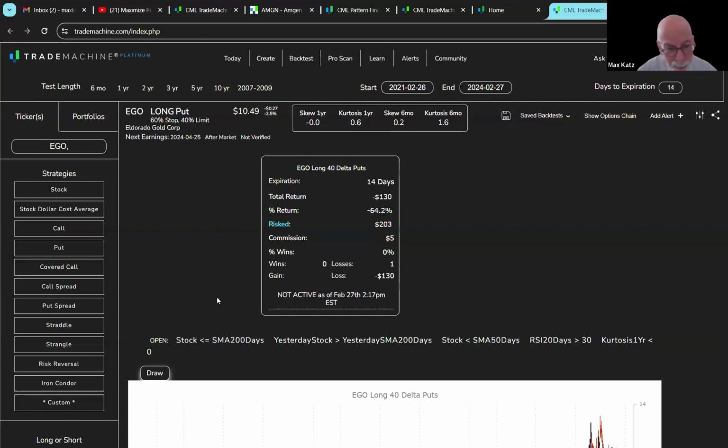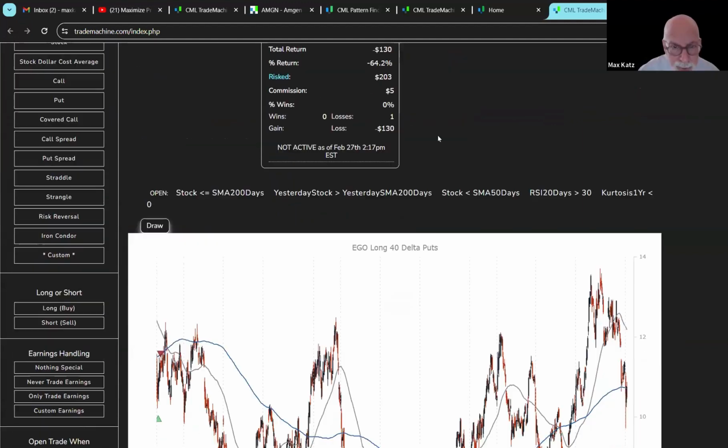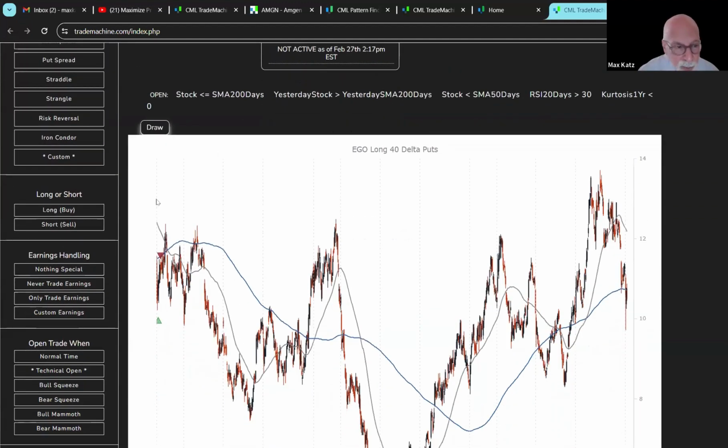And guess what? The backtest now doesn't like this trade. So if the kurtosis is less than 0, it's a failed trade. Lucky for us, the kurtosis 1 year, the current condition in the box right here, is a positive number. But the point of the exercise was to show how to add a technical open condition. That's a way to add anything you like, whether it be kurtosis, skewness, or any of the other conditions.